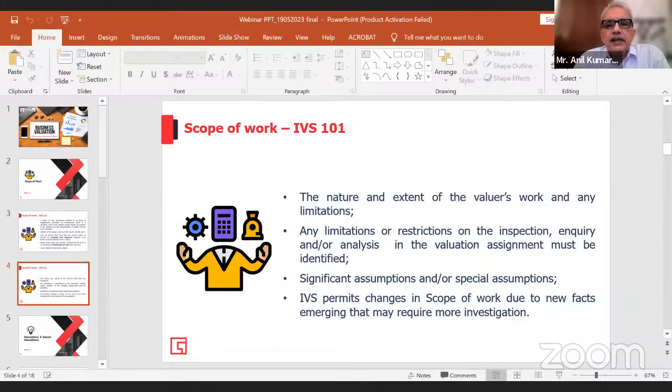The next important thing is assumptions and special assumptions. There are definitely going to be certain assumptions, so that needs to be clearly understood between the client and the valuer.